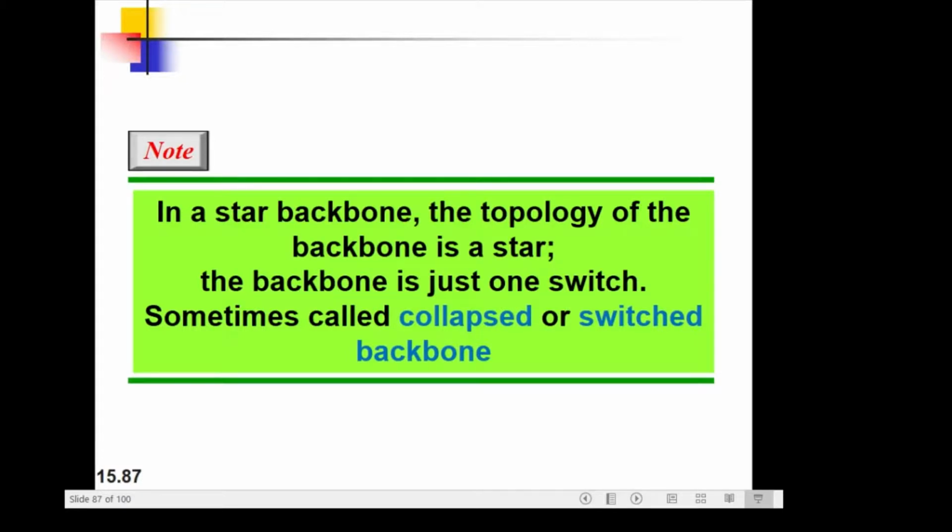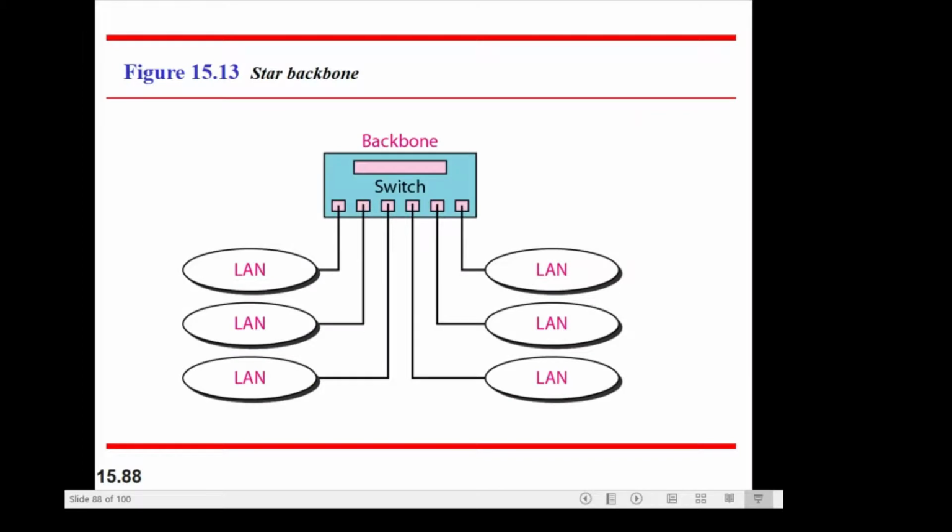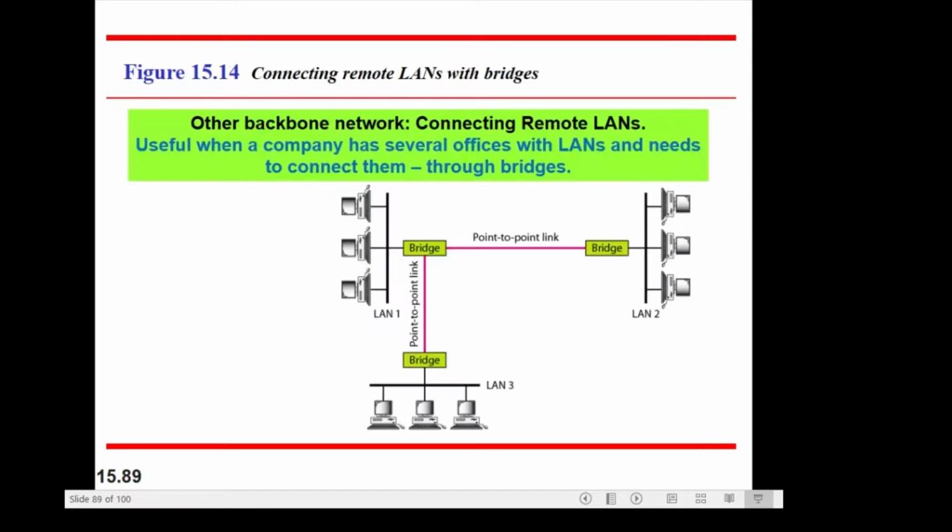The next part is the star backbone. The topology of the backbone is a star. It looks like a star. The backbone is just one switch, sometimes called a collapsed or switch backbone. It works like this: we have a switch here, and this switch connects multiple LANs together. This one we call the backbone switch for the star backbone. The other backbone network is connecting remote LANs. This is useful when a company has several offices with LANs and needs to connect them through the bridge.